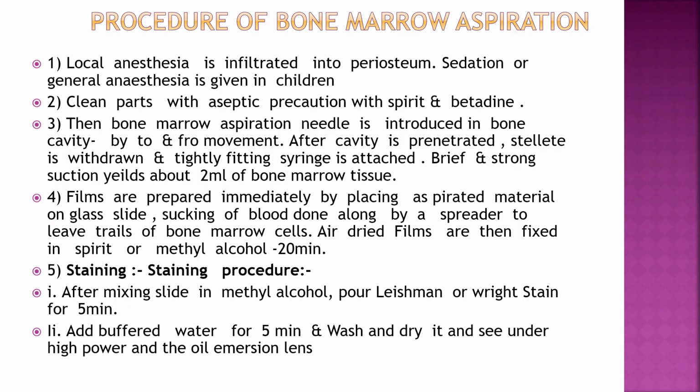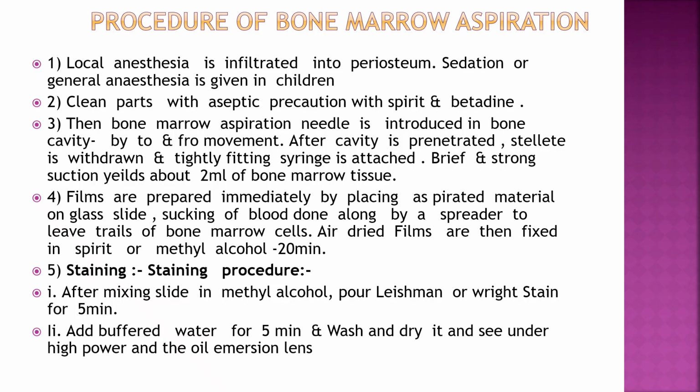Now we will see the procedure of bone marrow aspiration. First, local anesthesia is given into the periosteum, or sedation or general anesthesia is given in children. Then clean the part, like the body of the sternum in adults, or the medial aspect of the tibia or iliac crest in a child, with aseptic precautions using spirit and betadine. Then the bone marrow aspiration needle is introduced into the bony cavity by to and fro movement. After the cavity is penetrated, the stylet is withdrawn and a tightly fitting syringe is attached. Then with brief and strong suction, you can take 2 ml of bone marrow tissue.